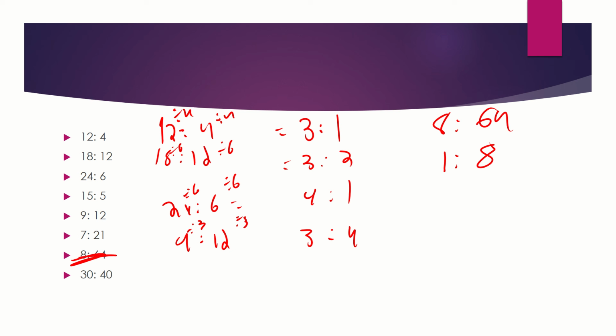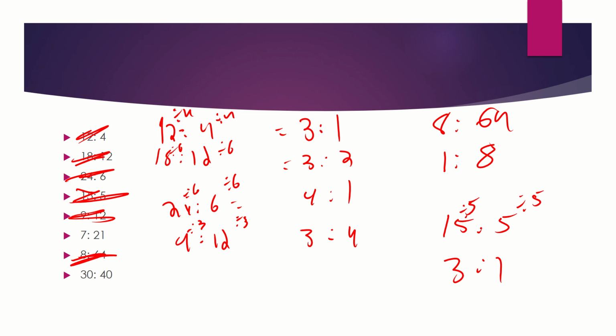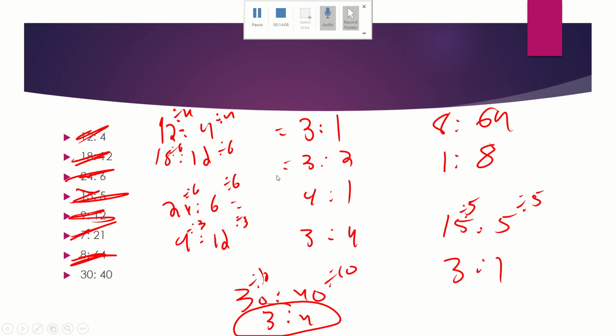I'm going to scribble them out as I do them here. Let's do 15 to 5. We can divide by 5 on each side, and we'll get 3 to 1. And then 30 to 40. My common factor is 10, my greatest common factor, so I'm going to get 3 to 4, which we cannot simplify anymore. That concludes everything.